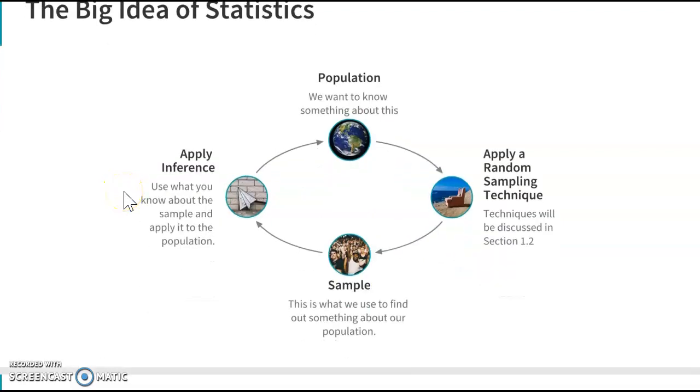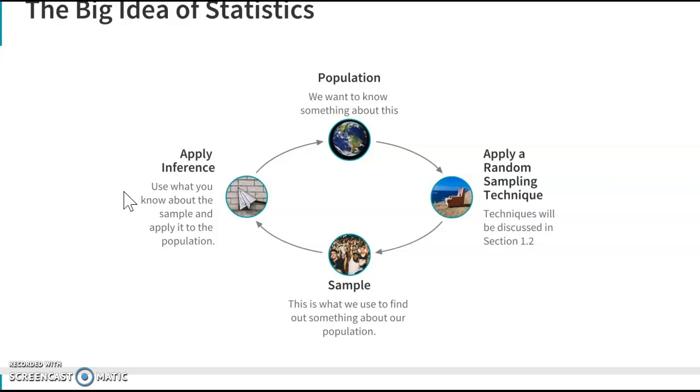Okay, here's the big idea with statistics. So we've got a population that we want to know something about. Usually that population is way too big for us to look at. It's too big, it'll take too much time or too much money. So what we're going to do is narrow it down to a sample. So we're going to pick fewer objects from that population. In order to go from a population to a sample, we're going to use a random sampling technique, which is going to be looked at in section 1.2.